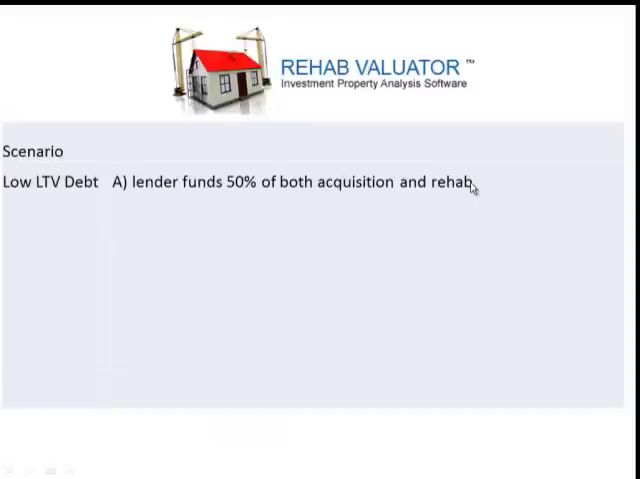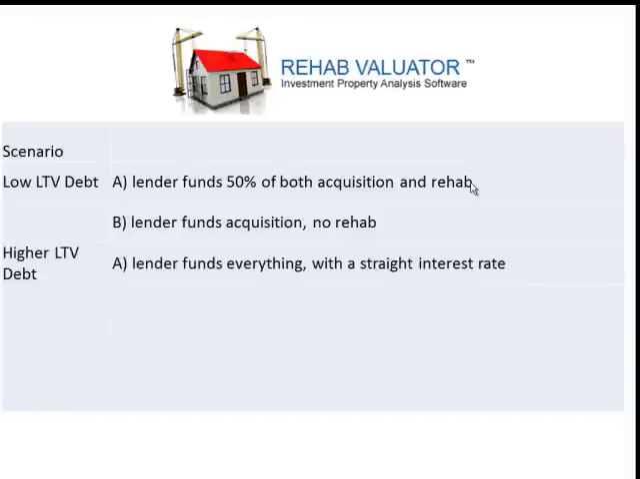So these are the scenarios I'm going to show you. First one is what's called low loan to value debt. A lender funds 50% of both acquisition and rehab. Or a lender funds acquisition, no rehab. Higher loan to value debt. Lender funds everything with just a straight interest rate. Or lender funds everything with also rolling in closing and holding costs.